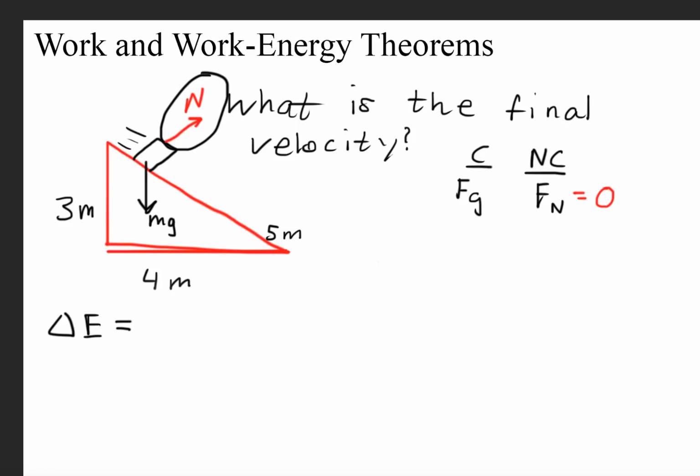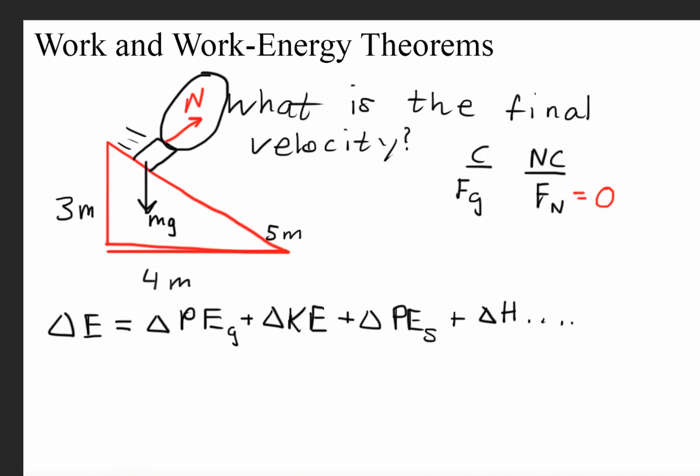In this system, we're using the change in gravitational potential energy plus the change in kinetic energy. If this system had a spring involved, you would add on the change in spring potential energy. If this had heat, you would add the change in heat. It goes on and on. In this case, we're only limited to gravitational potential energy and kinetic energy.